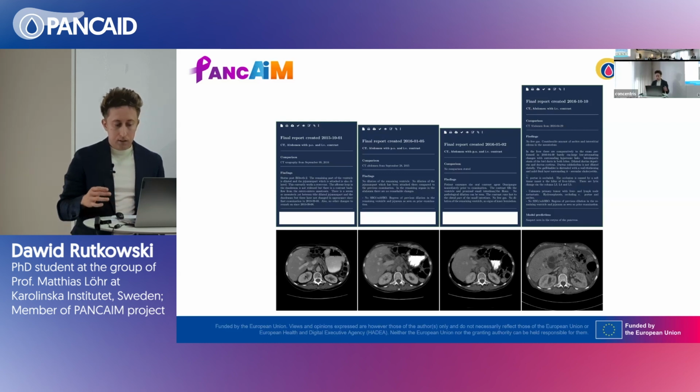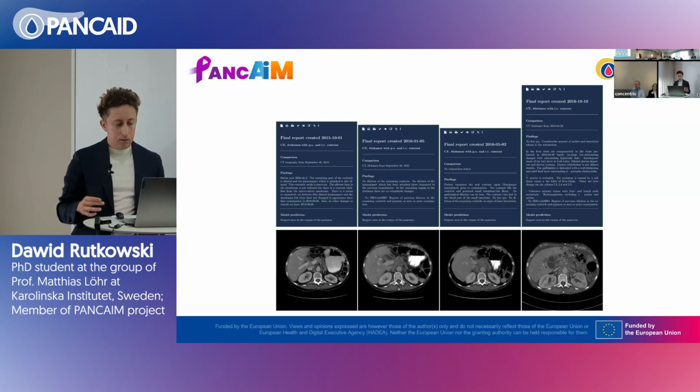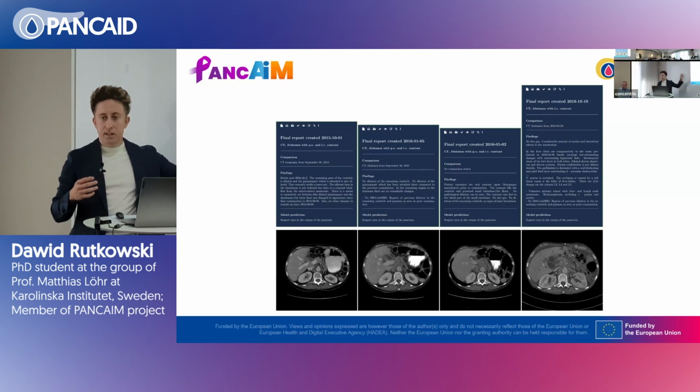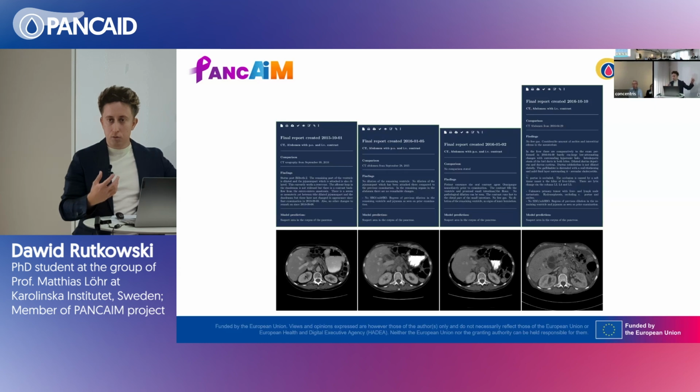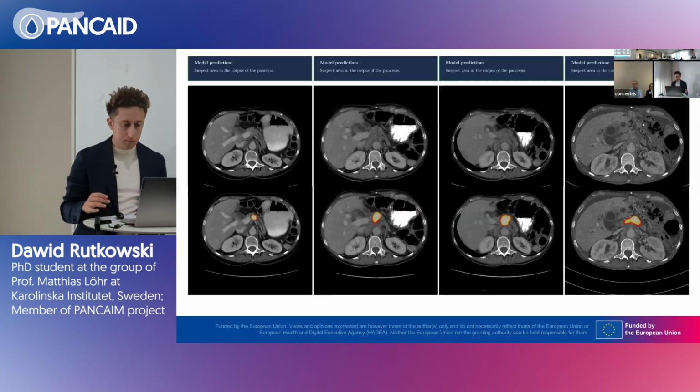Nevertheless, the model, and I know it's difficult to see, I will illustrate it very clearly later on, suspects an area in the corpus of the pancreas, so more in the body. And it does so already in the beginning, at the first examination, which occurred almost 1 year earlier. So when I write that it suspects an area, it's based on my interpretation of the AI segments, or what the AI highlights visually.